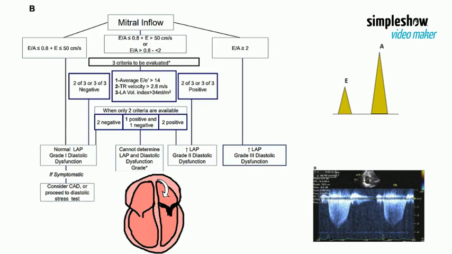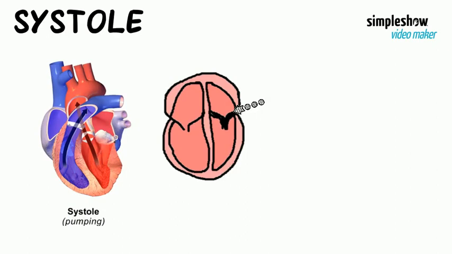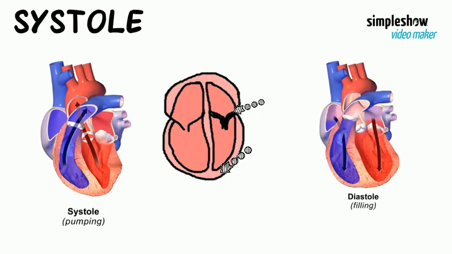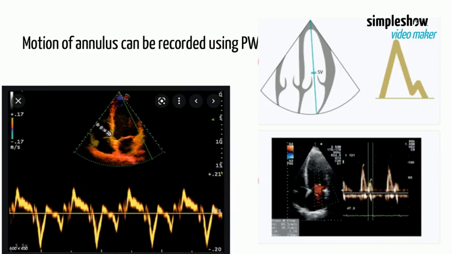The motion of the mitral valve annulus mirrors systolic as well as diastolic events. During systole the annulus moves caudally towards the apex, and during diastole it moves cranially towards the atrium. The motion of the annulus can be recorded with the help of both pulse wave and tissue Doppler imaging, with tissue Doppler at the septal as well as the lateral ring in a 4-chamber view. The sample volume should be placed approximately 1 cm within the insertion of the mitral valve leaflets.